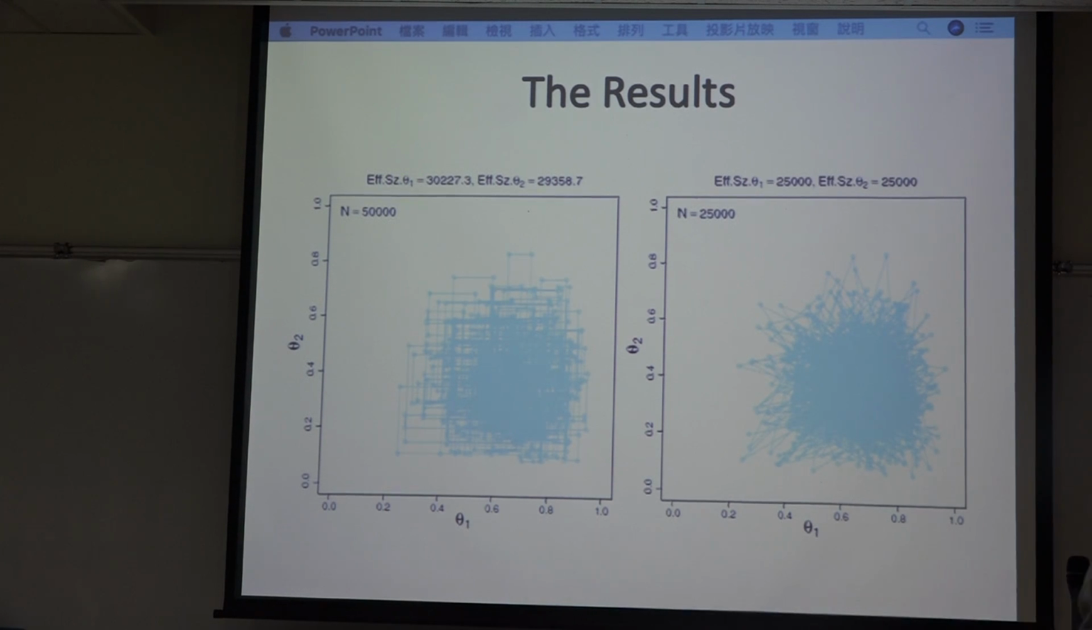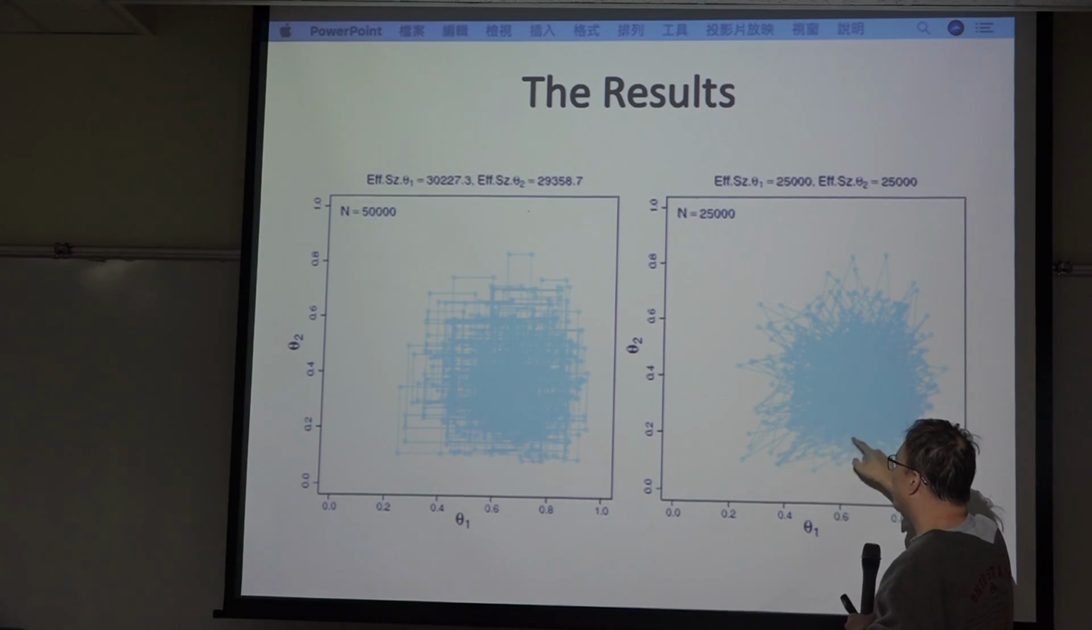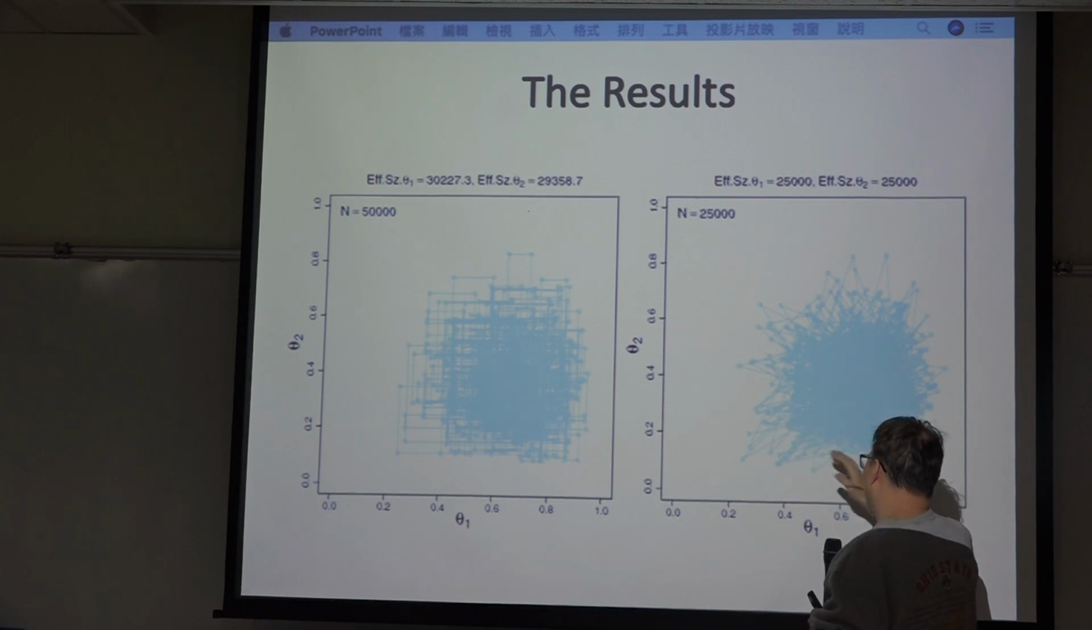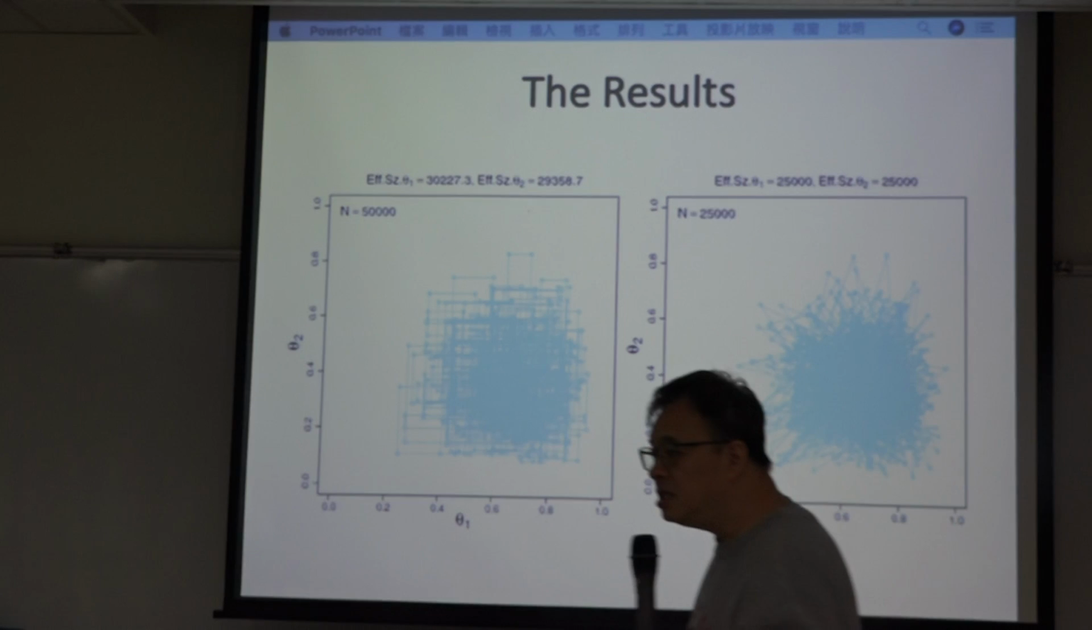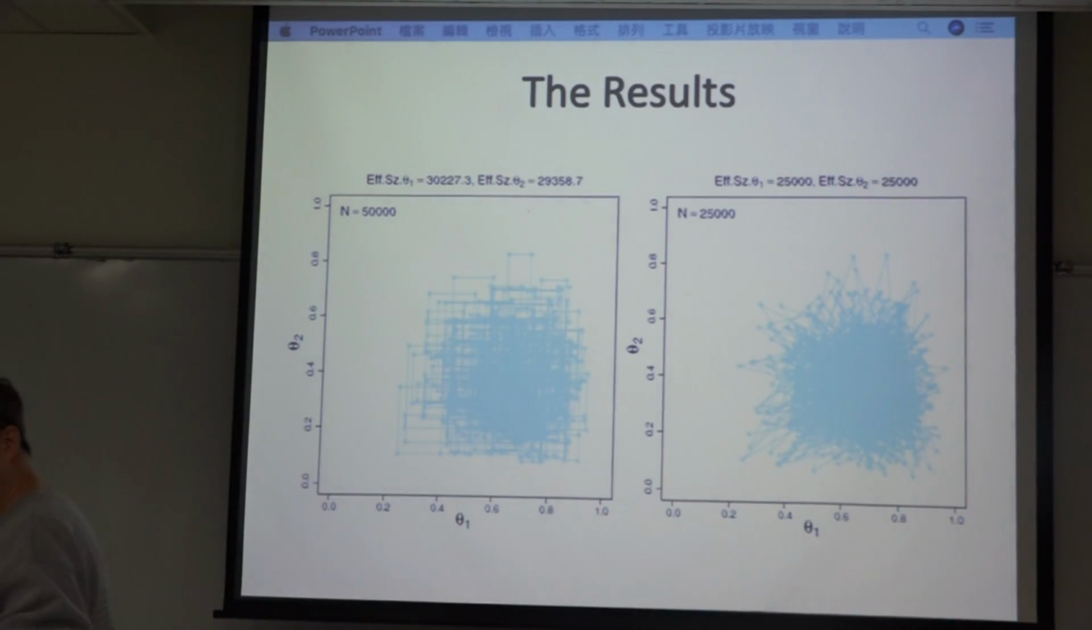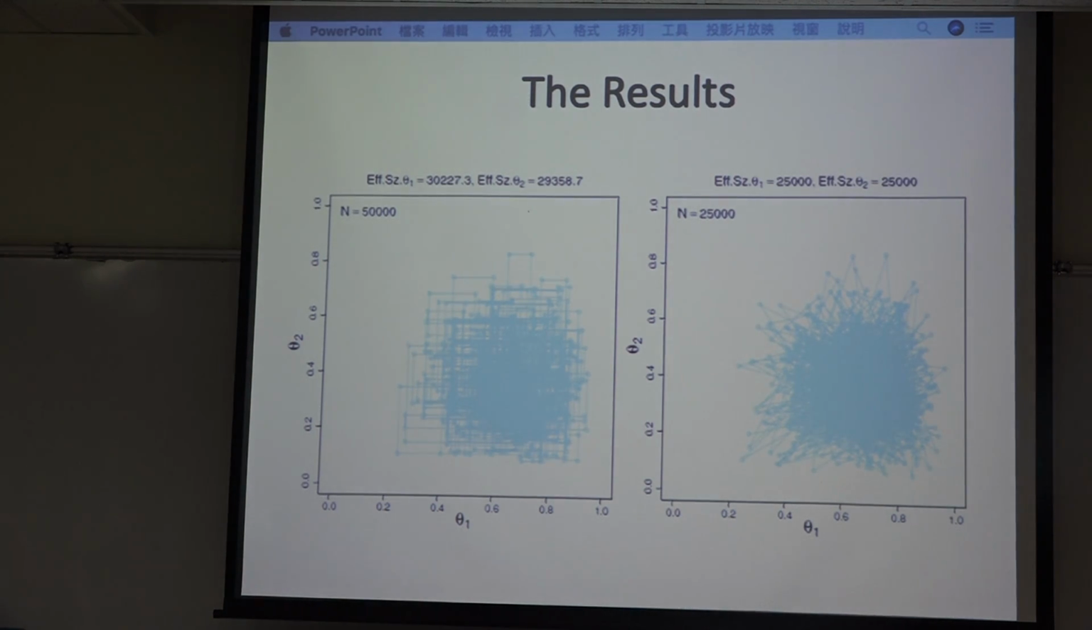In that case, the line will not necessarily be horizontal and vertical. It's going to be in any direction now. So the trace will be something like this. But you can see that the effective sample size of theta 1 becomes 25,000, and the effective sample size of theta 2 also becomes 25,000. This is so efficient, compared with the Metropolis algorithm.